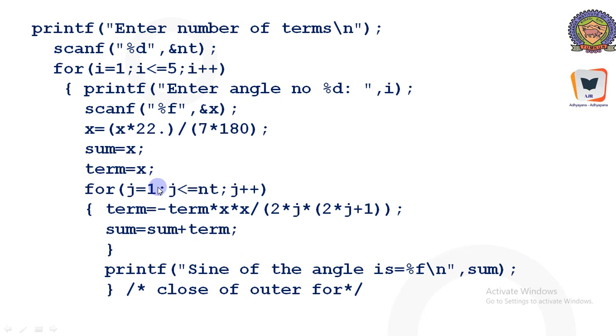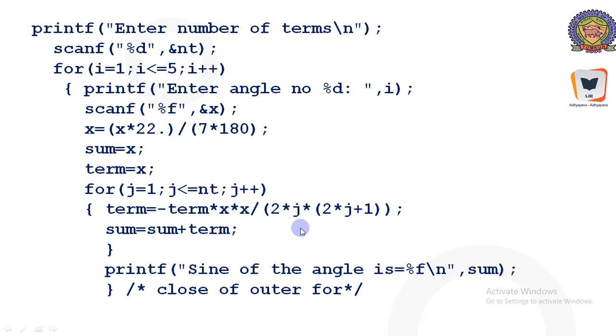Once again in the second cycle, j will become 2 and term is already minus, so minus into minus, it will become plus term, that is term is already x cube. In the earlier iteration it was x cube, now it is x cube into x, it becomes x to the power of 5 divided by 2 into 2, because we are going for the second iteration.